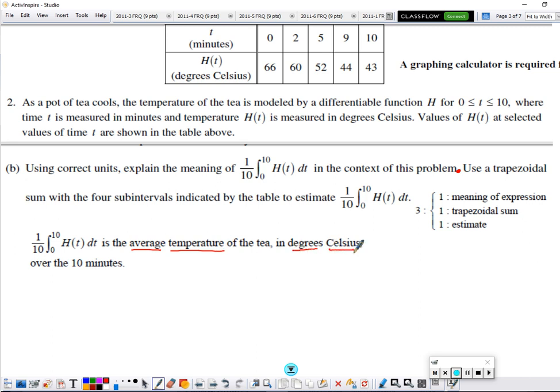And you have to say over the 10-minute time period. You could say from time 0 to time 10 minutes, but you have to say minutes. If I just say degrees Celsius, then it's the whole point.